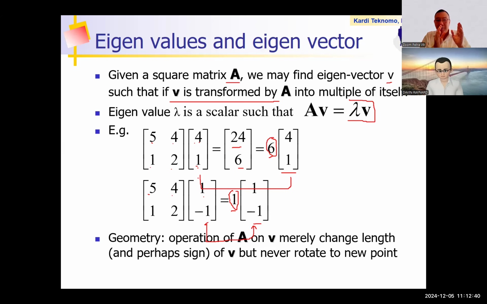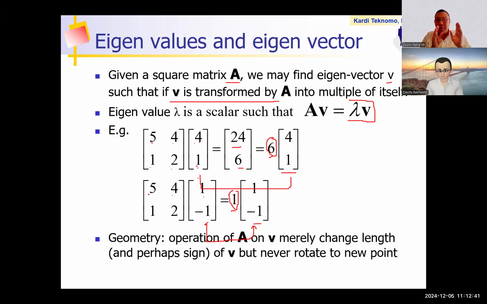Okay, so remember, matrix A can do anything. Last time in your assignment, it can be reflection, can be shear, can be rotate, can be translate and so on. But this one, using eigenvalue and eigenvector, you can only scale. You don't rotate, you don't shear and so on. Only change the length. Only one transformation using this.